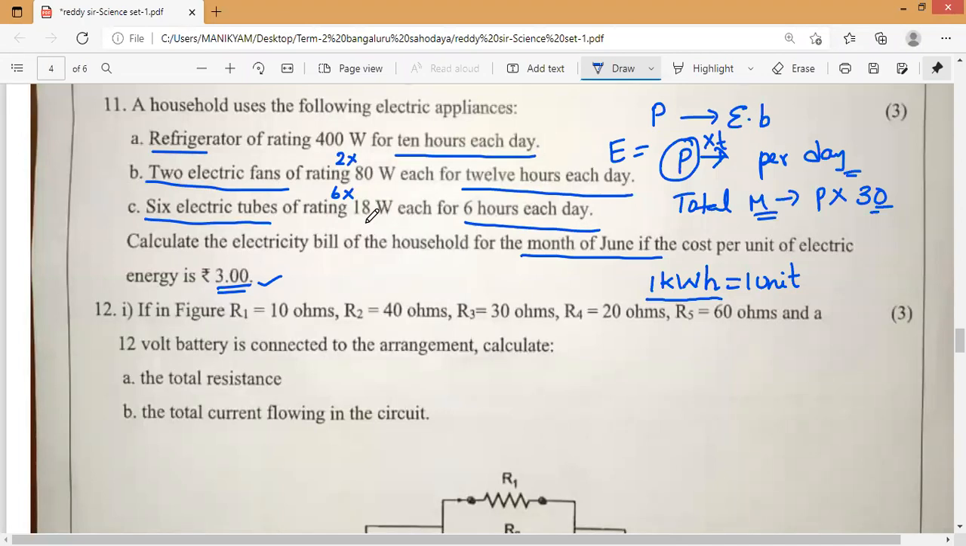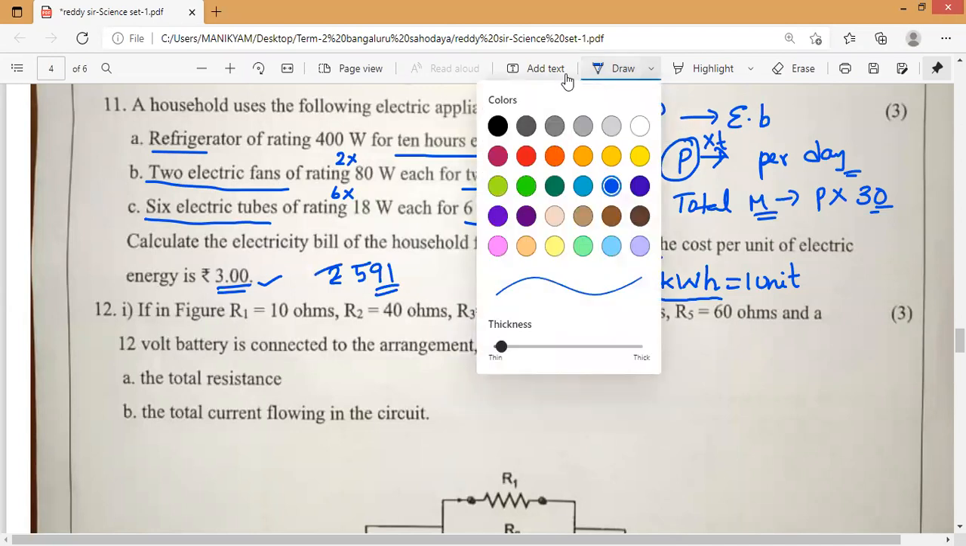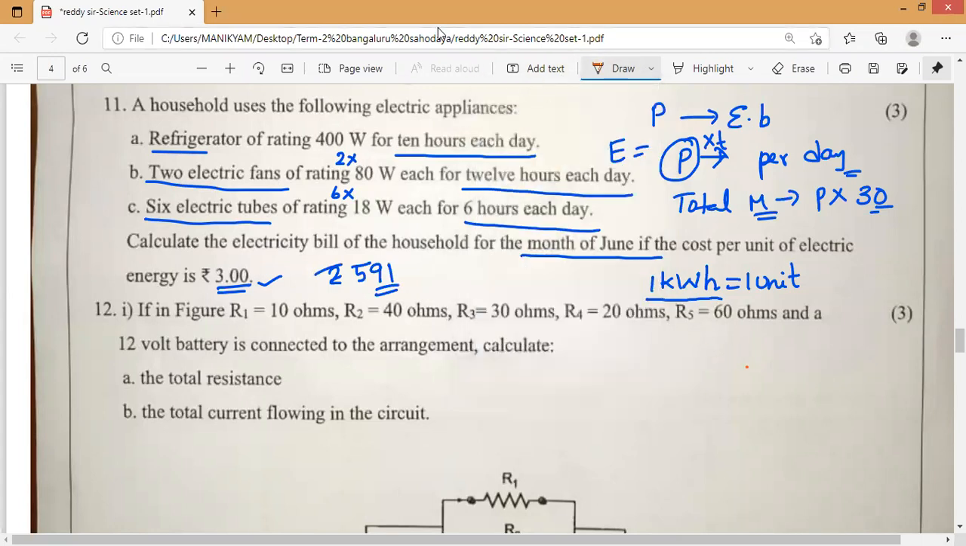As we already did yesterday, we got the answer for this question. How much, guys? 591 rupees. Yes or no? Those who have not done it, you have to do that. That is a very important question. Based upon this model, there is a maximum chance that one question will come in our final exam. So all of you should remember that procedure and do everything well.